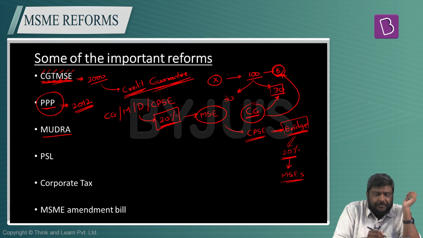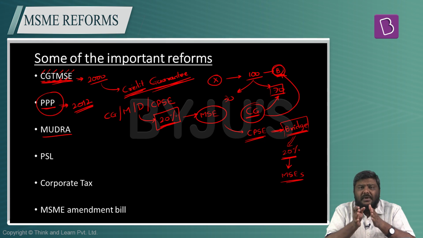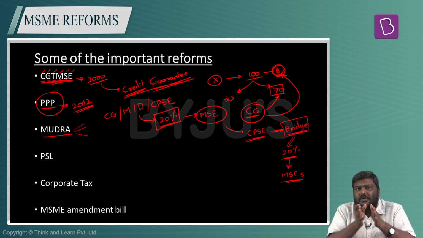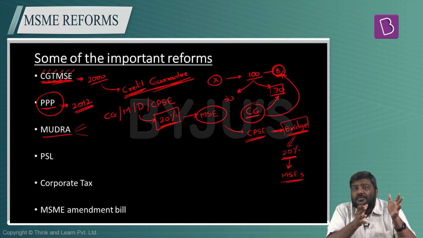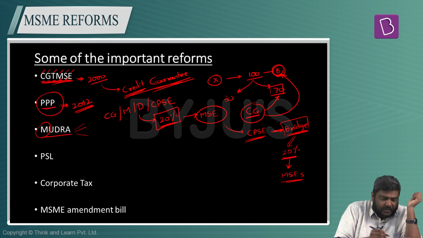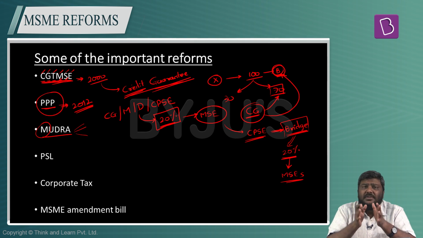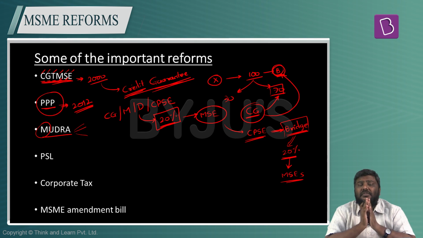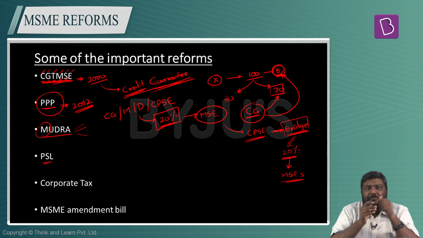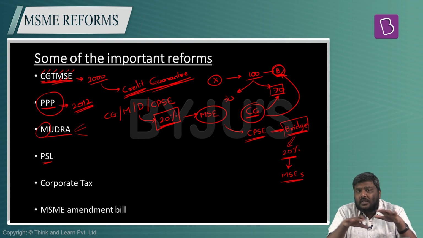Third one is Mudra, Micro Units Development and Refinance Agency, under which the Government of India has proposed three types of loans: Shishu, Kishore and Tarun. These loans will span from 50,000 rupees to 10 lakh rupees, and will be given to micro enterprises. Again, the objective of this scheme is to ensure there is sufficient financial or credit availability for micro enterprises. Next one is priority sector lending, which has been implemented by RBI in all the banks in India.